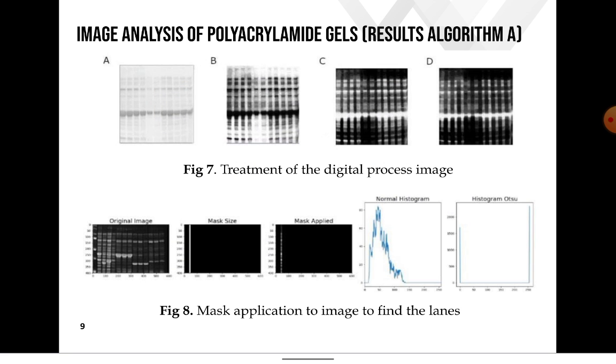In A is the grayscale conversion, B is the histogram equalization, C is the inversion of the colors, and finally D, the erosion of the image to obtain an image without background noise. The proposed algorithm can identify the separation between columns or lines.